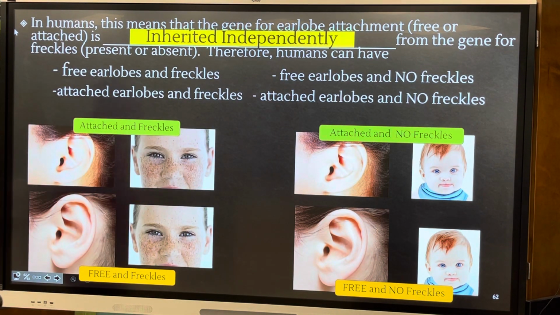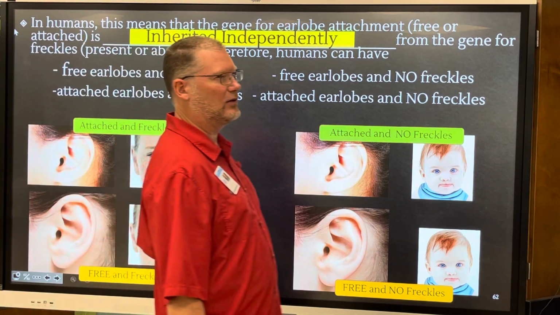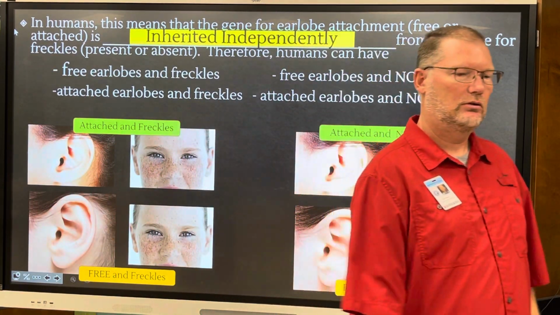That's a weird word, freckle. When you say it over and over again, freckle, freckle, freckle.